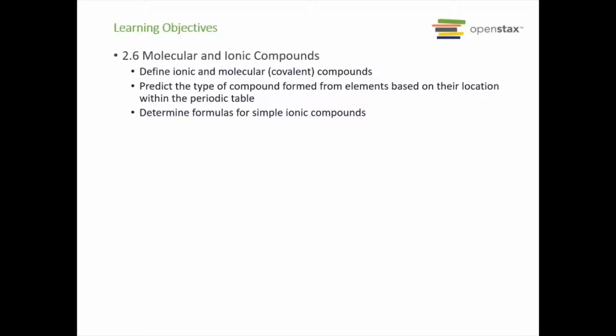And now we're moving on to molecular and ionic compounds, section 2.6. Here we're going to define ionic and molecular or covalent compounds, predict the type of compound formed from elements based on their location within the periodic table, and determine formulas for simple ionic compounds.